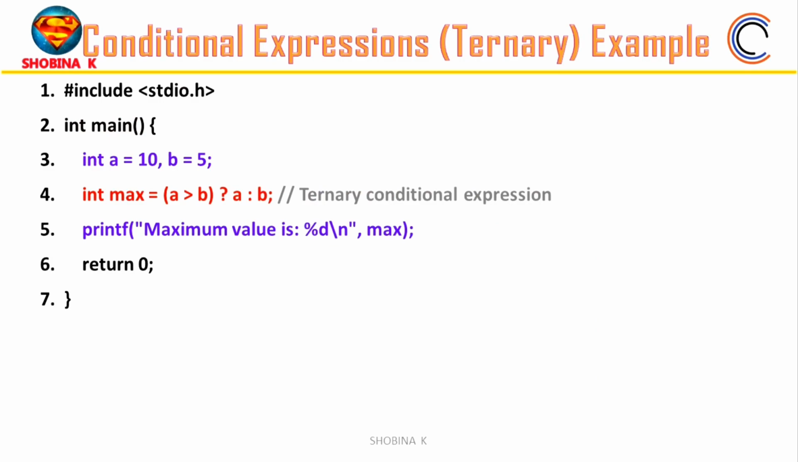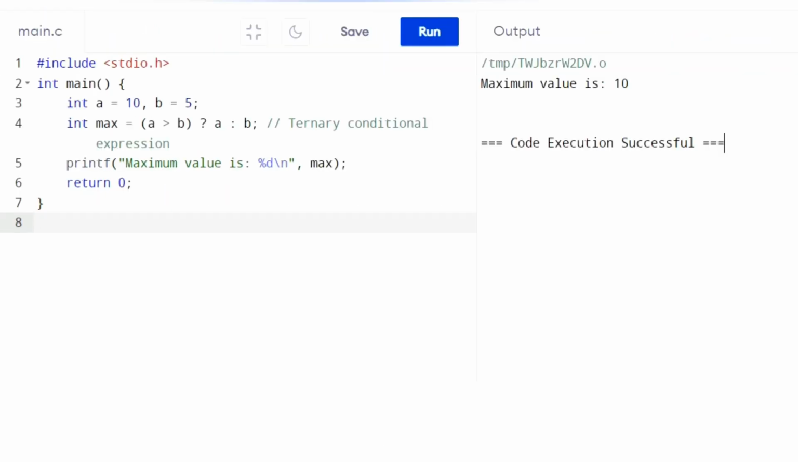Let's see an example. Include necessary header files. Int main, which is the entry point of the program. Integer variables A and B are assigned the values 10 and 5 respectively. The ternary conditional expression evaluates the condition A greater than B. If A is greater than B, it returns the value of A. Otherwise, it returns the value of B. The result of the ternary expression is assigned to the variable max. The maximum value between A and B is then printed using the printf statement. Let's run this code. And you can see the output: maximum value is 10, because A is greater than B.